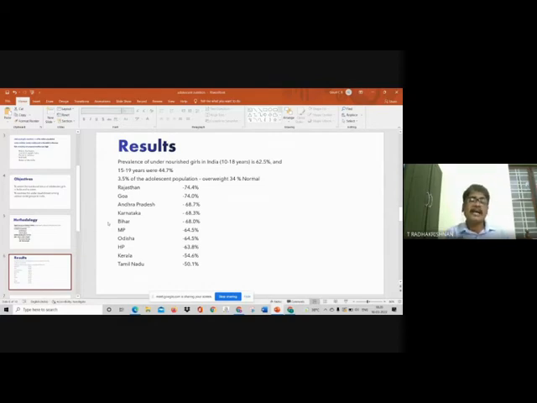If you examine undernutrition among the various states, it shows that in Rajasthan 74.4% of adolescents are undernourished, in Goa 74%, Andhra Pradesh 68%, Karnataka 68.3%, Bihar 68%, Madhya Pradesh 64.5%, Odisha 64.5%, Himachal Pradesh 63.8%, Kerala 54.6%, and Tamil Nadu 50.1%. I am not listing all the states.